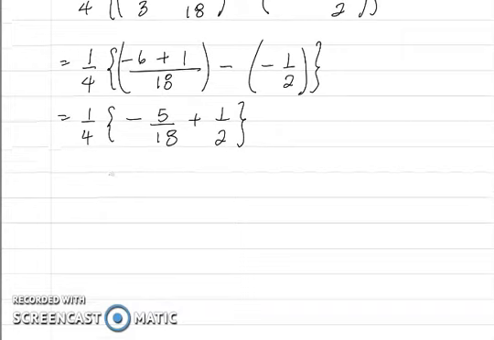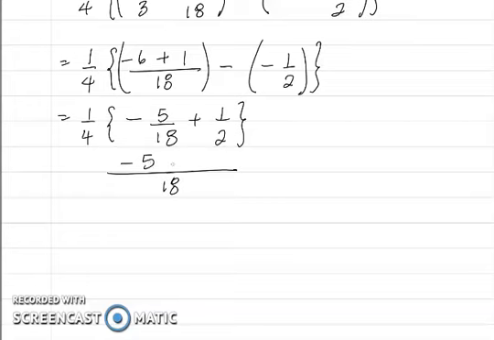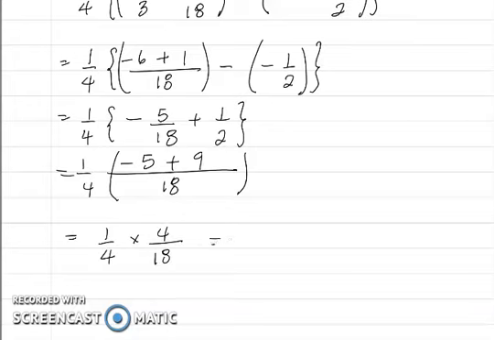So if I wanted to, I could do this again. 18, add minus 5 plus 9. 9 times 1 is 9. So this is equal to now 1 over 4 times 4 over 18. And our final answer is 1 over 18.